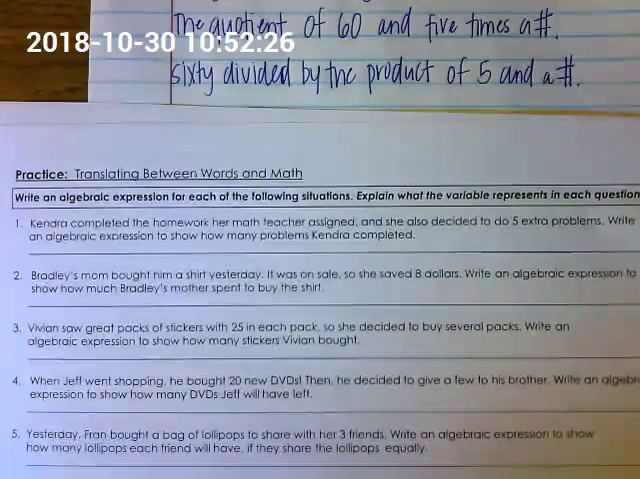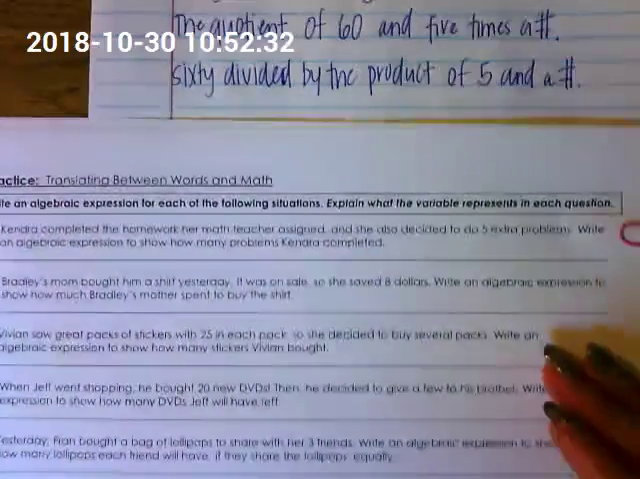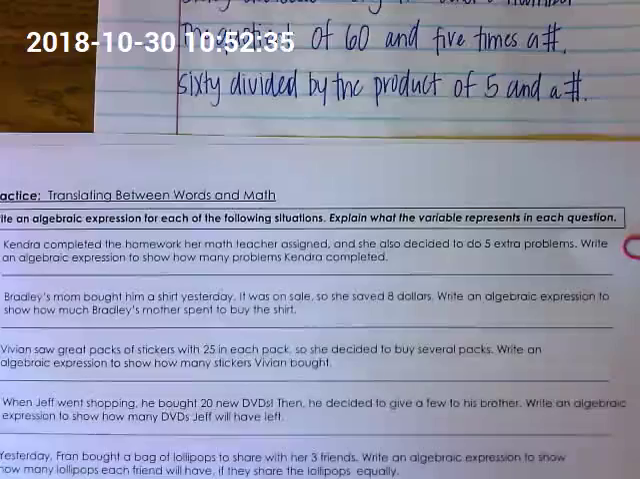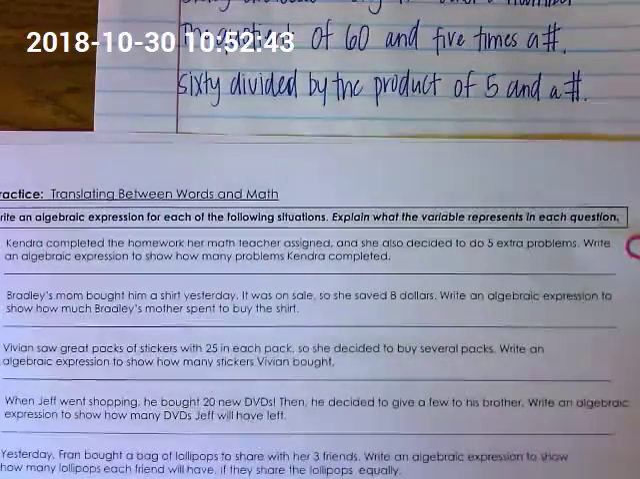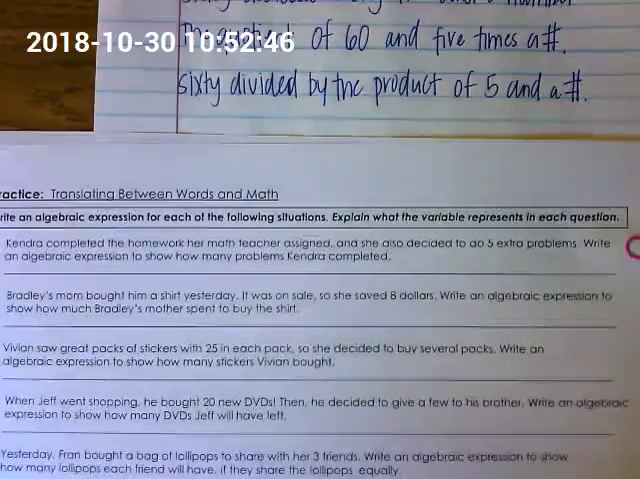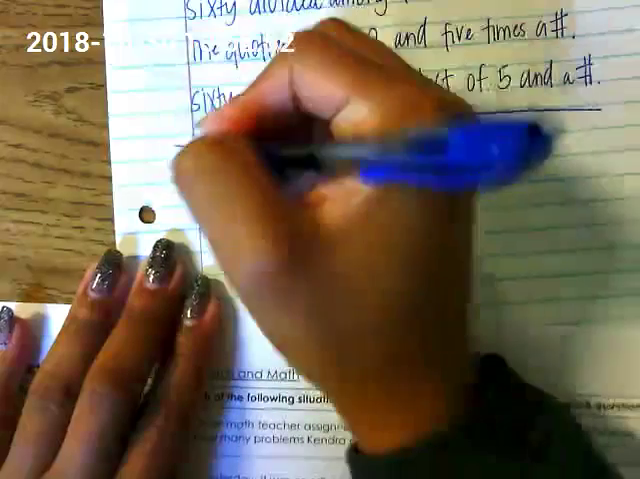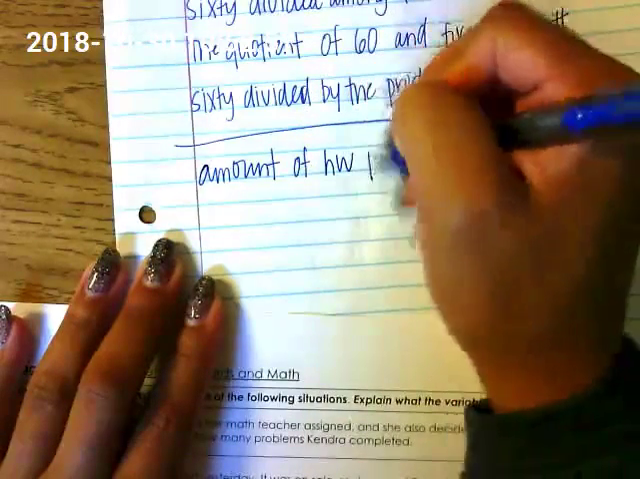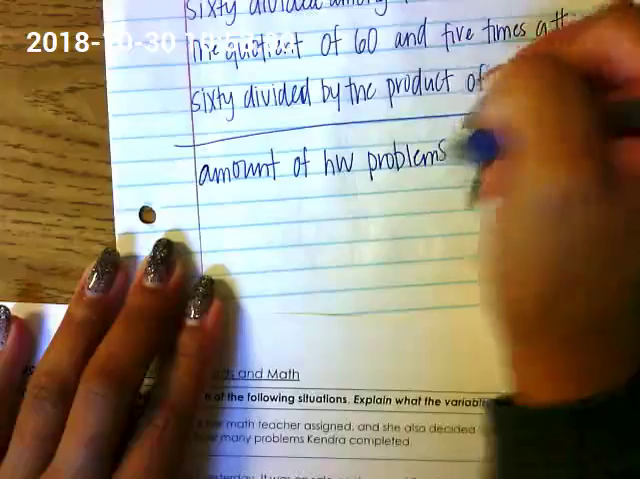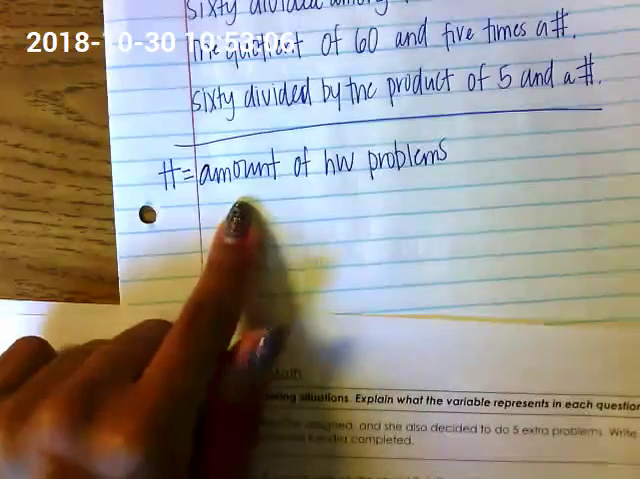So let me read it one more time, then I'm going to ask, what is unknown? Kendra completed the homework her math teacher assigned, and she also decided to do 5 extra problems. What is unknown here? The homework she assigned. The amount of problems on the homework that was assigned. So what are we going to name the amount of homework assigned? So, amount of homework problems, we'll label H. So H is the amount of homework problems.